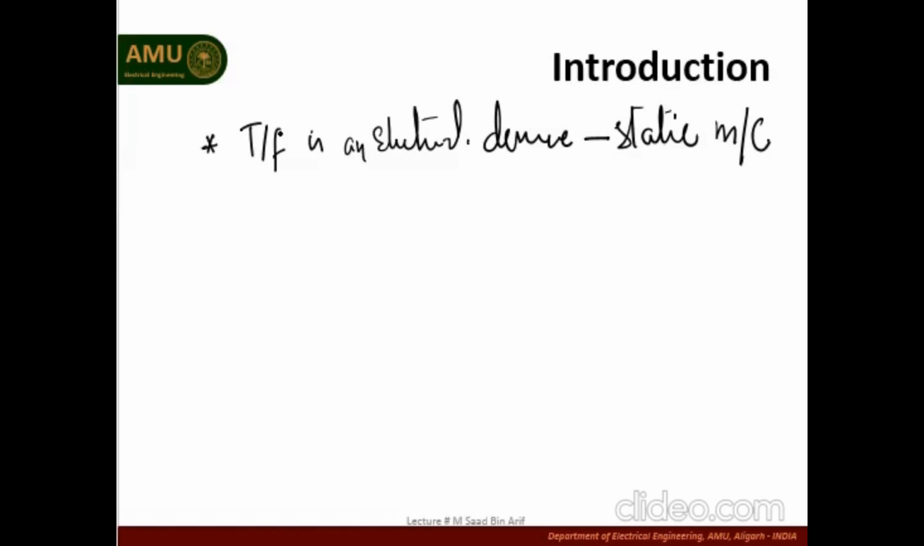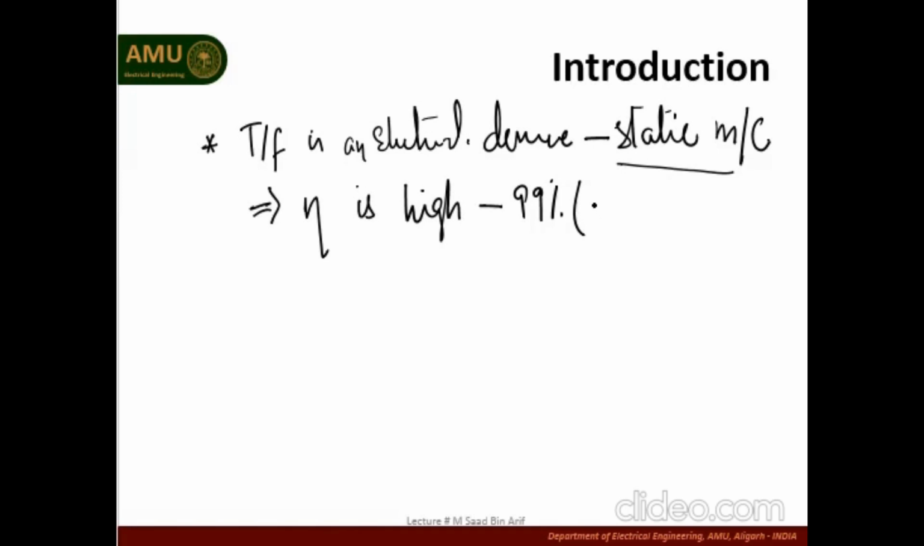Whereas a transformer is basically a static device. Therefore, the efficiency of the transformer is high, and it is as high as 99%. Typically, you will find that the transformer efficiency is more than 95%. So the efficiency of a transformer is high. That is, the transformer is a very efficient electrical machine.